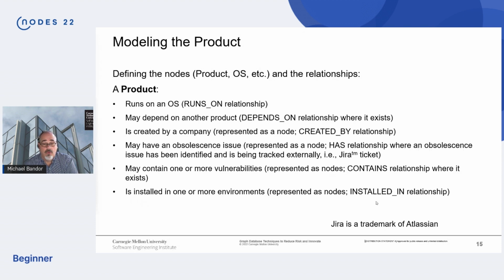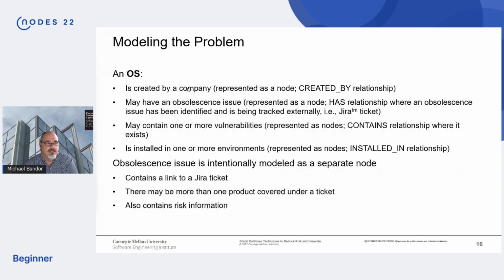So where is it? Checking the vulnerability. So it's checking those boxes and those questions that we're asking. Similar idea on the operating systems. And then I talked a little bit about the obsolescence issue. We intentionally did that as a separate node because it does have a link. It could drop right into their JIRA ticket.